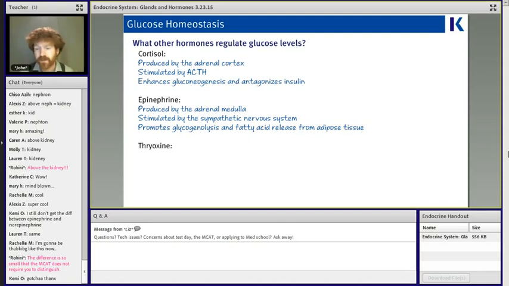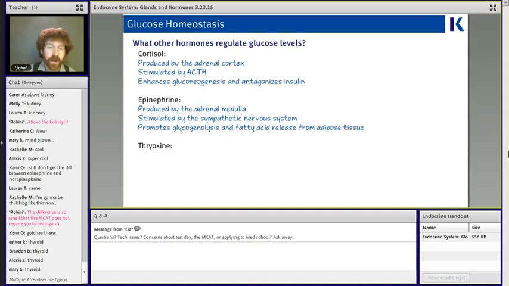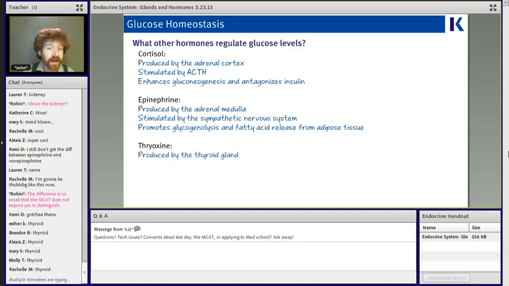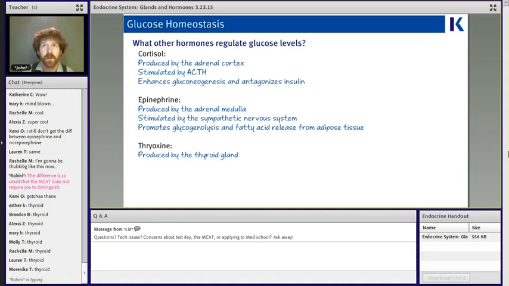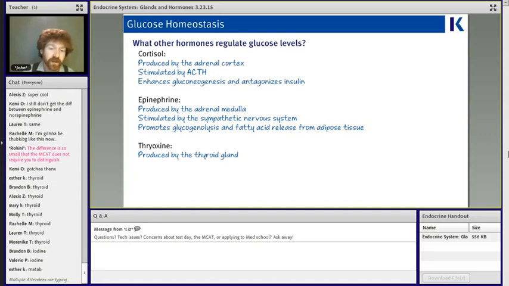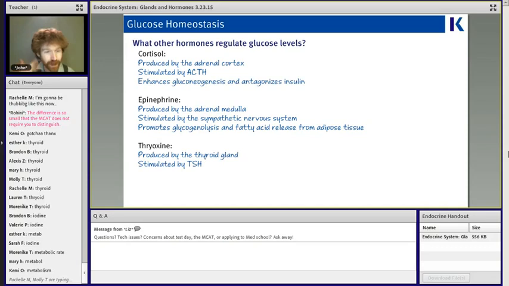Thyroxine, where's this guy released from? Thyroid, totally true. So it's produced by the thyroid gland. And if there's one thing to know about thyroxine, what's it most associated with? There's one thing you would probably say its main job is. And also this is stimulated once again by the anterior pituitary, the brain one.